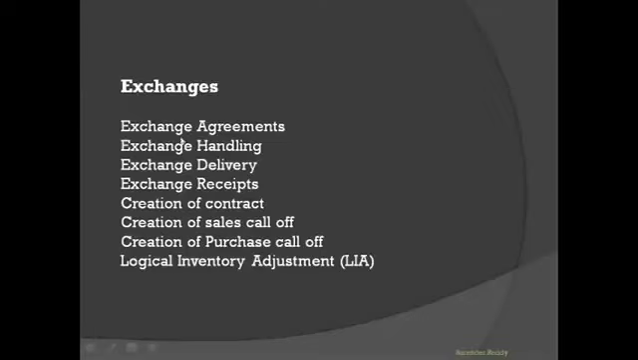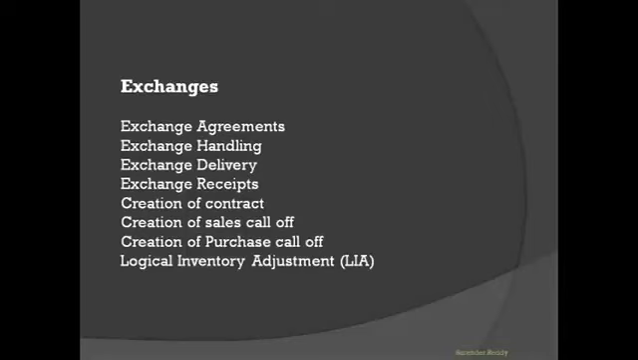So this exchange agreement involves a sales contract and a purchase contract. Why? Because we are buying and we are selling. At the same time, exchange means we are buying and we are selling. So this exchange agreement involves a sales contract and a purchase contract also. And creation of sales call off and purchase call off means the contract execution. Execution we are calling as a call off, sales call off and purchase call off.